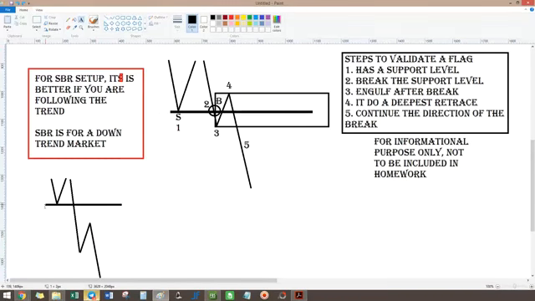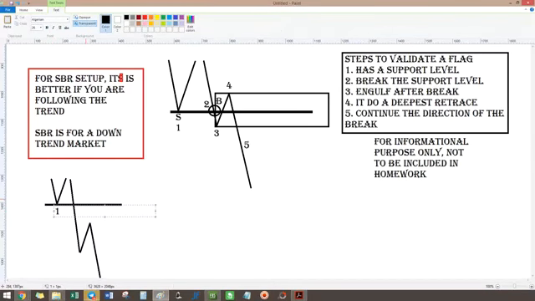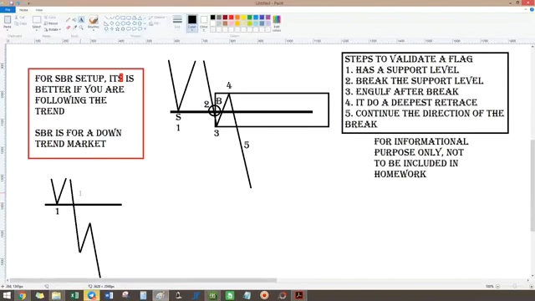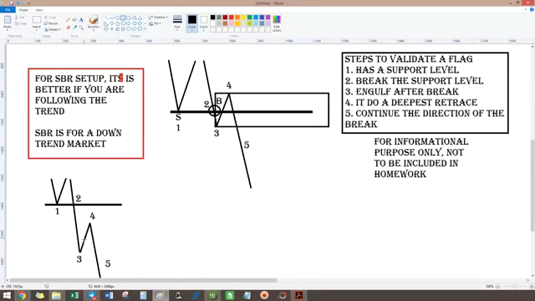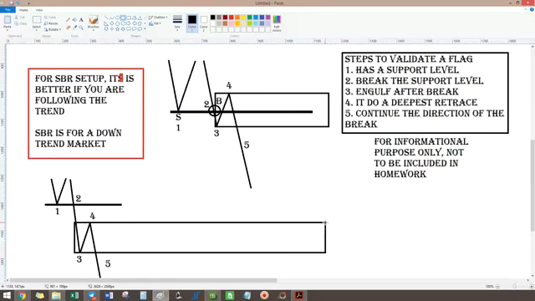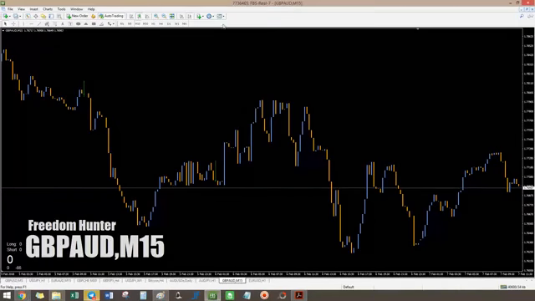So we have here 1, and then we have the breakout 2, and then we have the engulf 3, we have the retrace 4, we continue the motion 5, and then our flag is over here. Okay, do you understand? Is the flag represented by a candle or a range? The flag is this one, number 3 and number 4. It's not a candle.